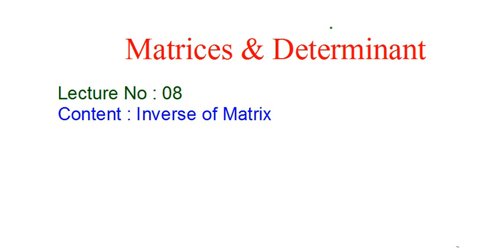We are studying matrices and determinants, and in this lecture we will study what the inverse of a matrix means and how to find it. In the previous lecture we saw how to find the adjoint of a matrix. In this lecture we will study how to find the inverse of the matrix using the adjoint. Firstly, we will see the definition of the inverse of a matrix.